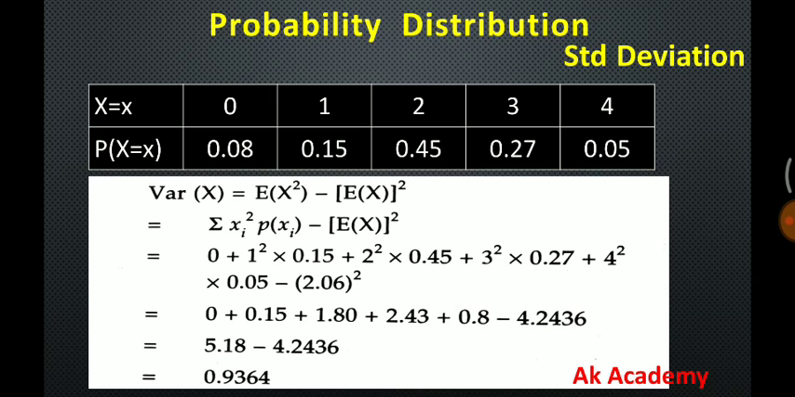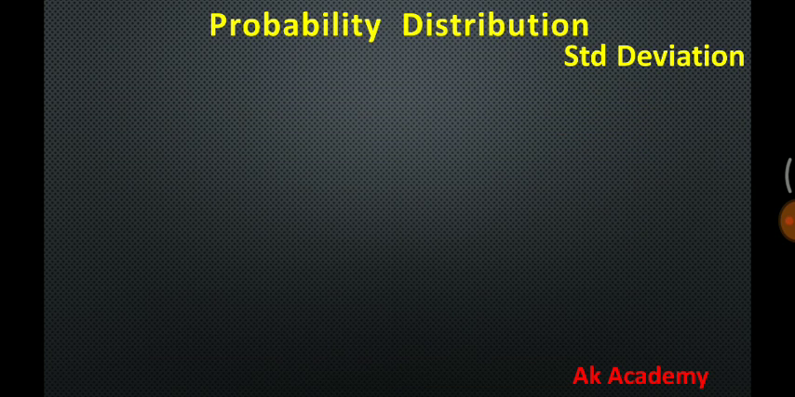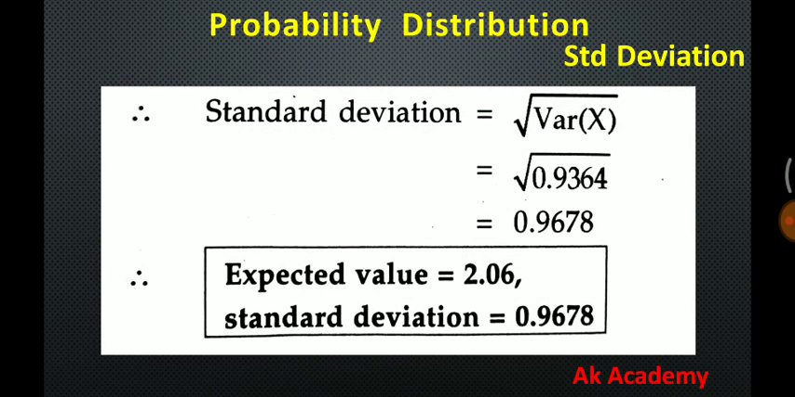Now, you haven't got the standard deviation yet, you just got the variance. So let's calculate the standard deviation. The formula for standard deviation is the square root of the variance of x. We got the variance as 0.9364, so the standard deviation is the square root of 0.9364. After taking the square root, you will get the answer 0.9678. You can calculate using a calculator. So our expected value is 2.06 and our standard deviation is 0.9678.